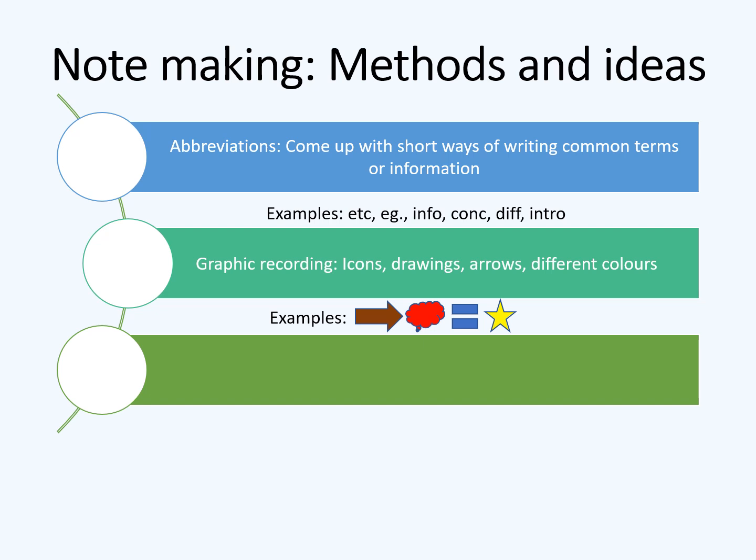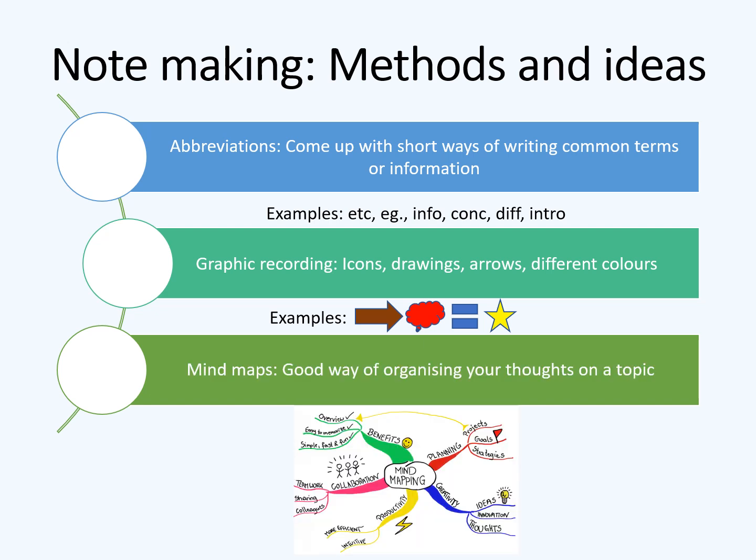Others find using icons, arrows, or colours helpful for emphasizing certain parts of their notes, perhaps using red ink for really important parts, or a star or asterisk. Using images or icons like this is a type of graphic recording. Mind maps are a good way of organizing your thoughts on a particular topic, to see if there are any gaps and to work out the connections between the concepts. Using different colors would help bring it to life and make it clearer.